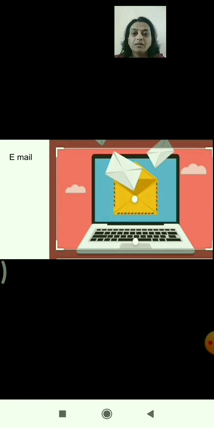Then came the email. The internet was invented, and with email you can now just write your mail and the other person will get the message. Then we had the fax machine. It is again a modern technology, so through fax also we can send messages.